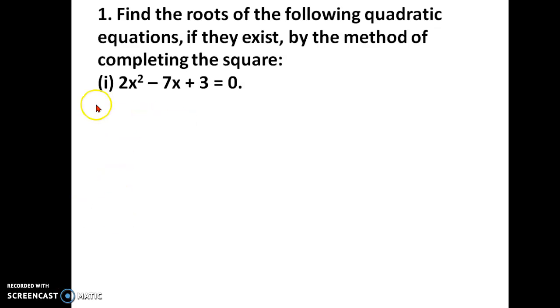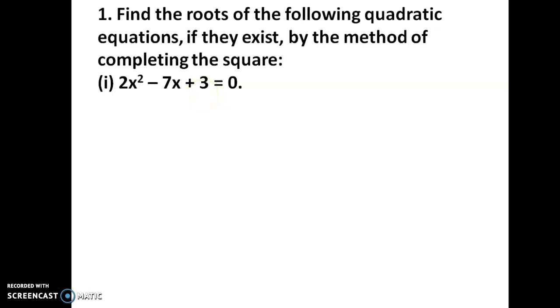So this is the quadratic equation. You can see that the highest degree of the equation is 2. Only then is it a quadratic equation. It should be arranged in the order of x square, x and the constant. If it is not, you have to rearrange it.